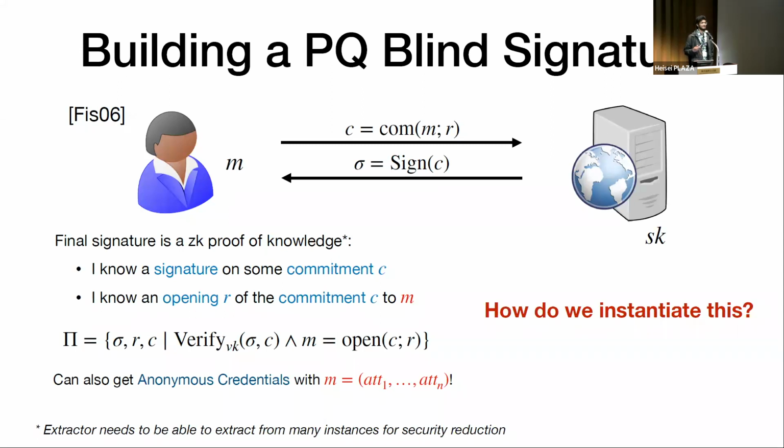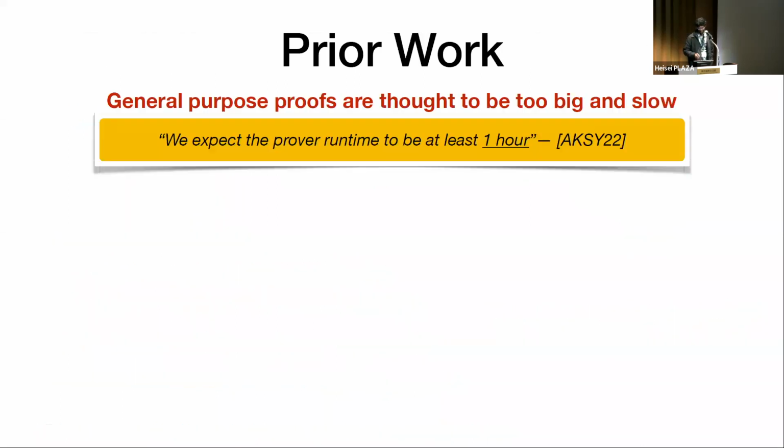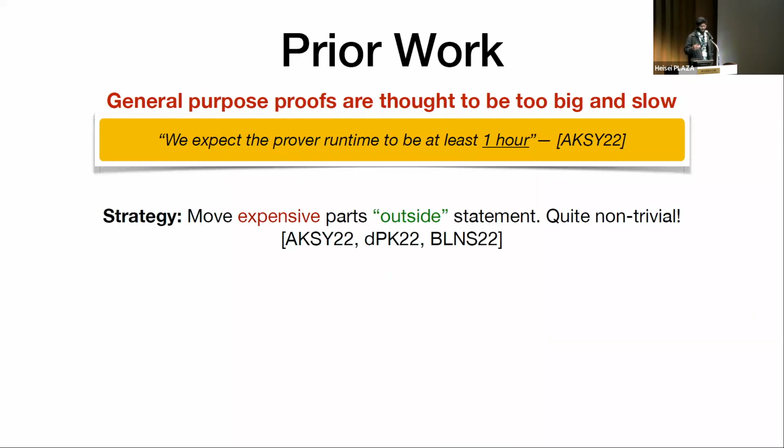OK, so how do you instantiate this primitive, right? We want to build post-quantum blind signatures. So the commitment, the signature scheme, and the proof system have to be post-quantum, at least plausibly post-quantum. OK, so there's been prior work in this space. We're obviously not the first ones to look at this. But the general consensus was that if you just throw a general purpose proof at it, right, it's going to be too big and too slow. This is a quote from a paper at CCS 2022. And they said that they expect the prover runtime to be at least 1 hour if you just throw an off-the-shelf proof at it.